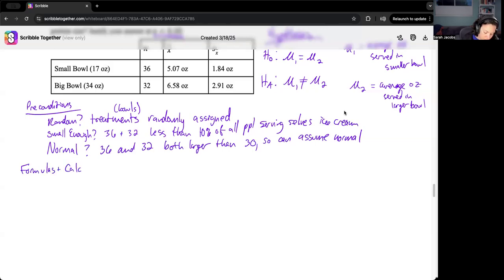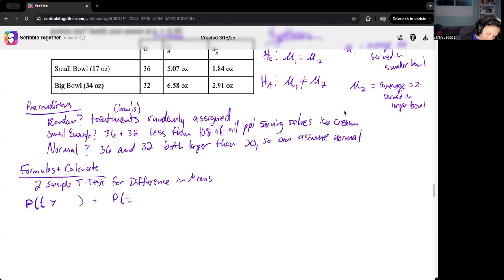All right, after hypotheses and preconditions, we have the formula and calculations. With formula, we always want to put the name. The name of this is a two-sample t-test for a difference in means. And we want to know the probability that t is either greater than a value plus the probability that t is less than the negative version of that same value.